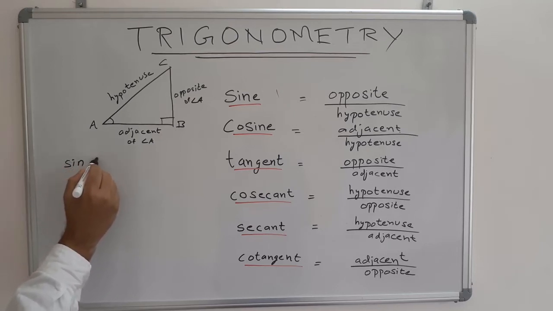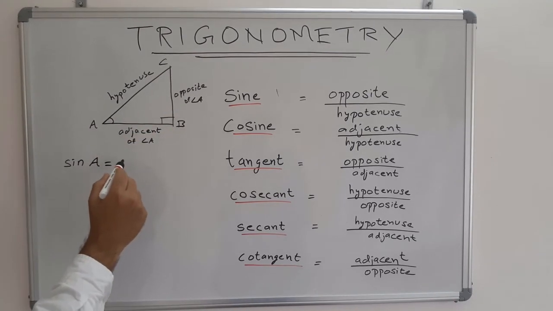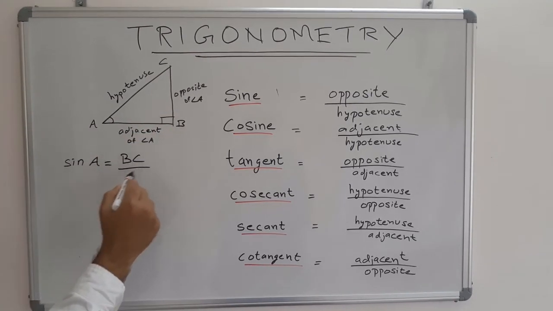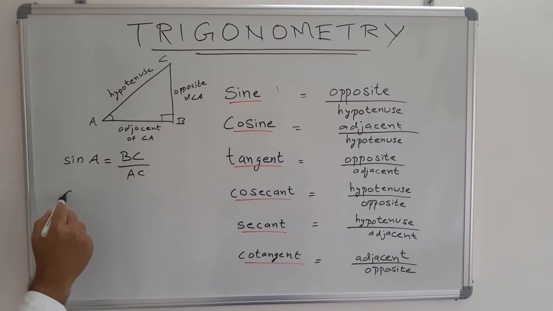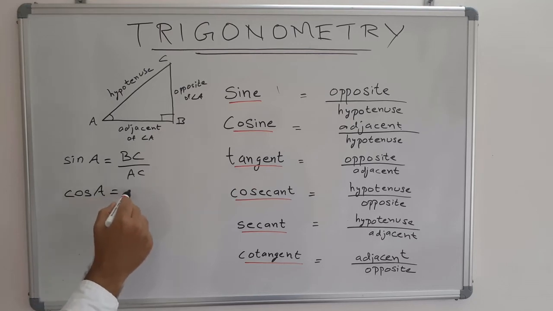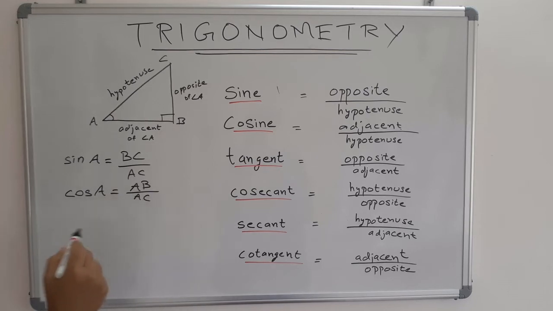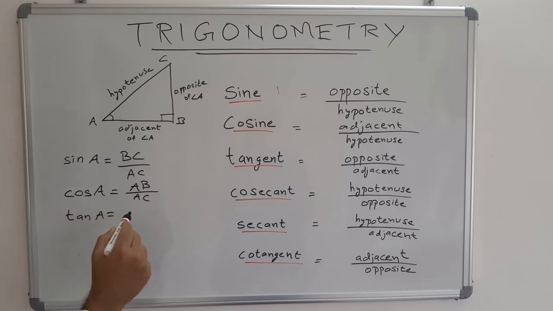What is sine A? Here sine A is opposite by hypotenuse, that means BC by AC. And what is cosine A? Cosine is also called cos. Cos A is adjacent by hypotenuse, that is AB by AC. And tangent, which is called tan. Tan A is opposite by adjacent, that is BC by AB.